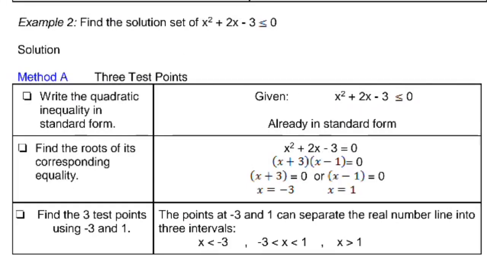Example number 2. Find the solution set of x squared plus 2x minus 3 lesser than or equal to 0. So write the quadratic inequality in standard form. So this is now in standard form. Then find the roots of its corresponding equality. So make the inequality sign an equal sign. x squared plus 2x minus 3 equals 0. Then factor. Quantity of x plus 3 times quantity of x minus 1 equals 0. Then zero product property, x is equal to negative 3, x is equal to 1.